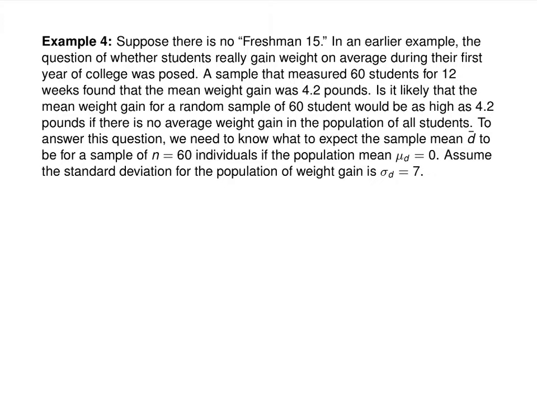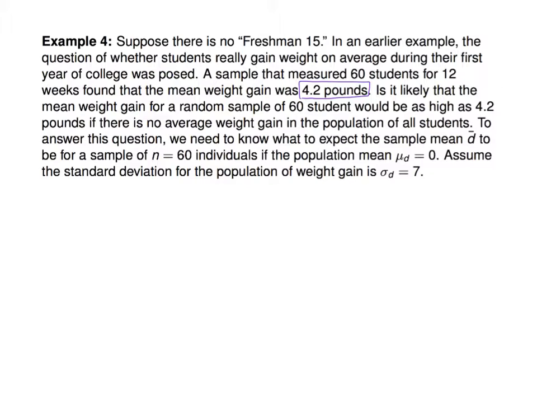In an early example in this textbook, somebody asked whether students really gain weight. They measured 60 students for 12 weeks, and found that the average weight gain was 4.2 pounds in that group of 60. I don't know where this came from, but this is what they got. So we want to know: is it likely that the mean weight gain for a random sample of 60 students would be as high as 4.2 pounds if there really is no average weight gain? Was that 4.2 average weight gain special somehow, yes or no? We'll have to do statistics to figure this out.